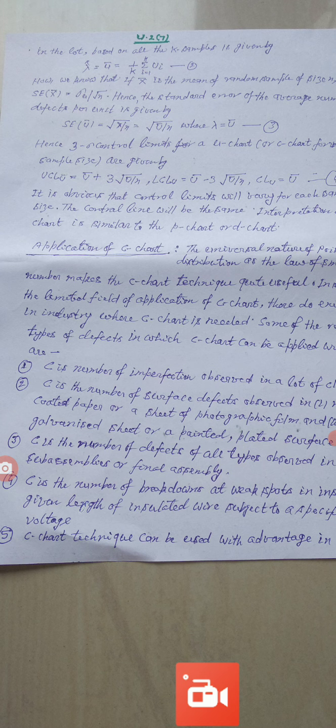Next point is that C is the number of breakdowns at weak spots in insulation in a given length of insulated wire subject to a specified test voltage.